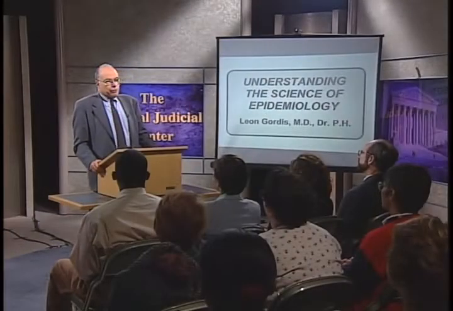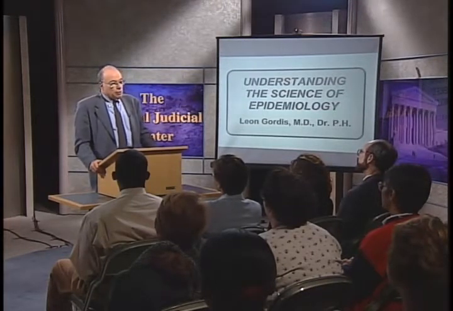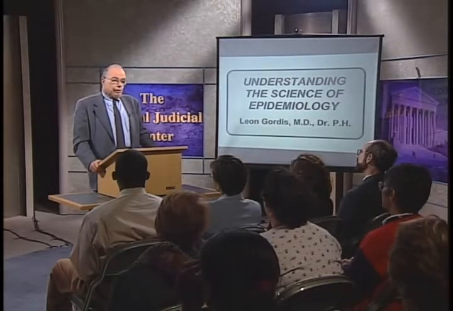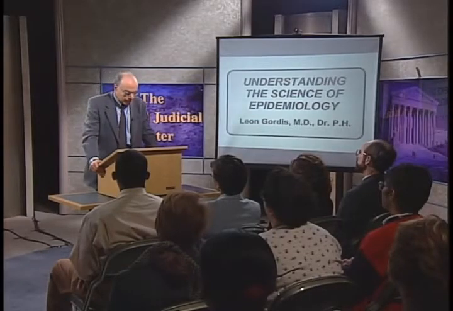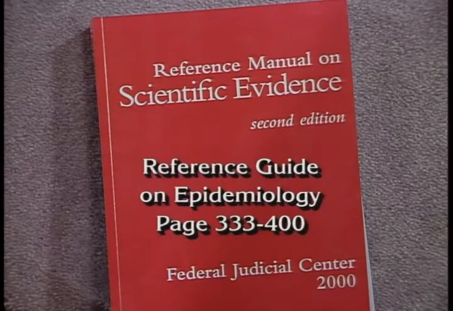In recent years, epidemiology has taken on increasing importance in the courts, largely as a result of the Daubert ruling that places increasing responsibility on judges to understand the scientific underpinnings of the evidence which they hear. The purpose of my presentation is to try to give you an overview of epidemiology as a science. It is done in much greater detail in the second edition of the Reference Manual on Scientific Evidence published by the Federal Judicial Center, and in particular in the Reference Guide to Epidemiology.